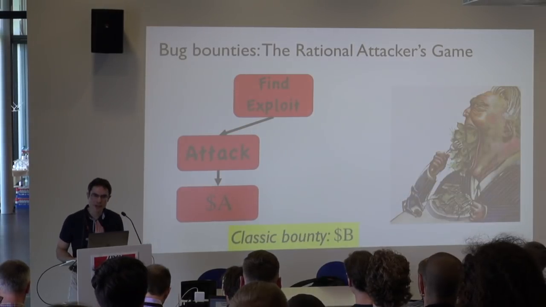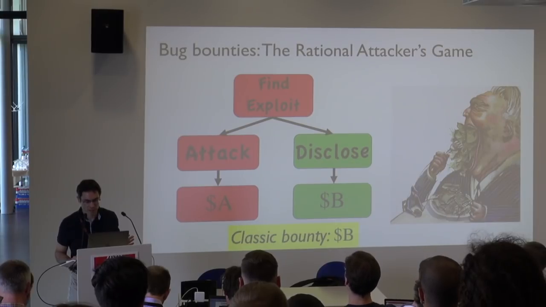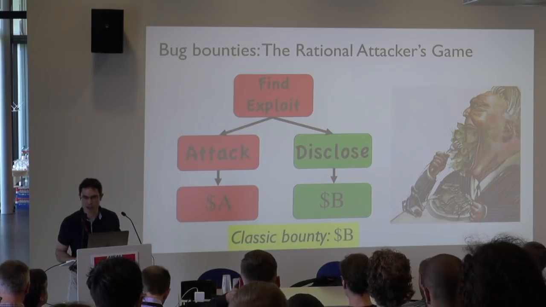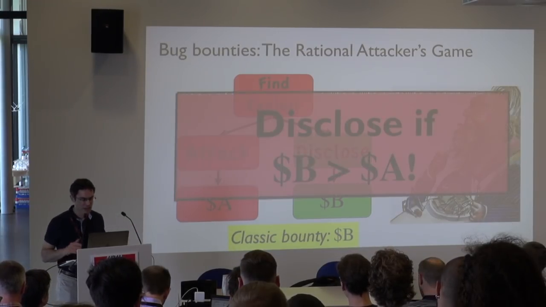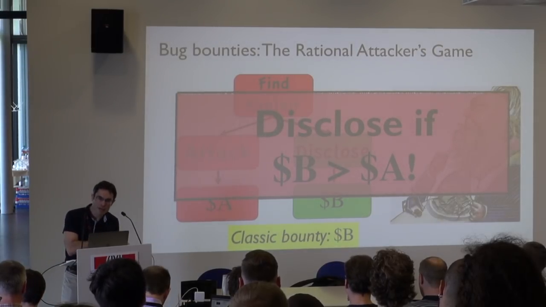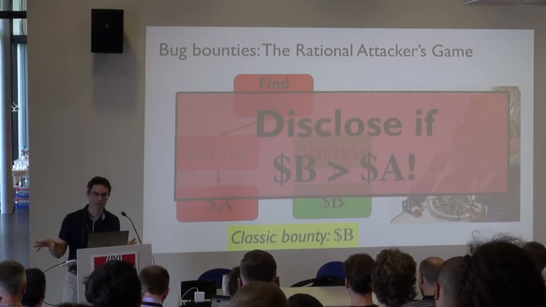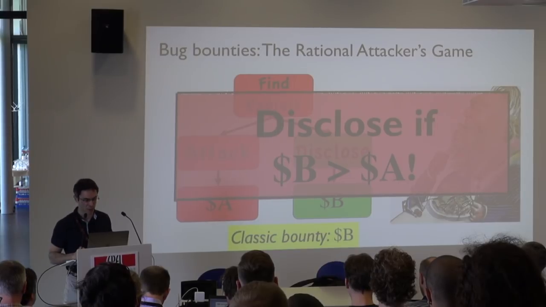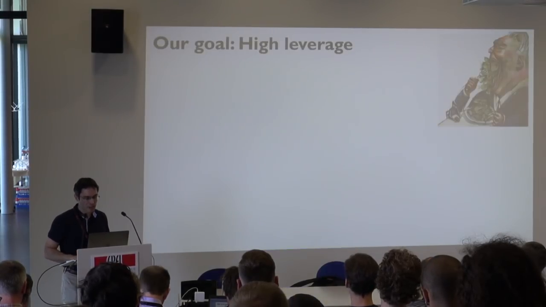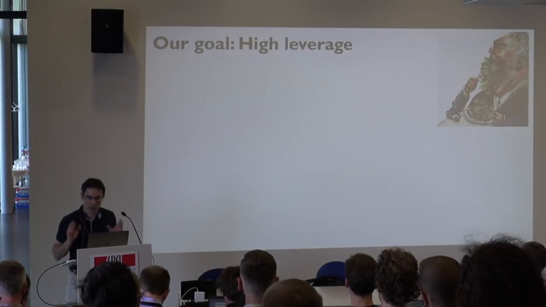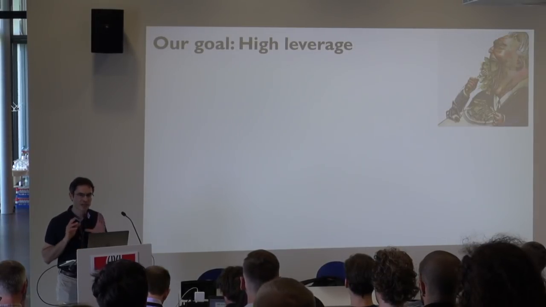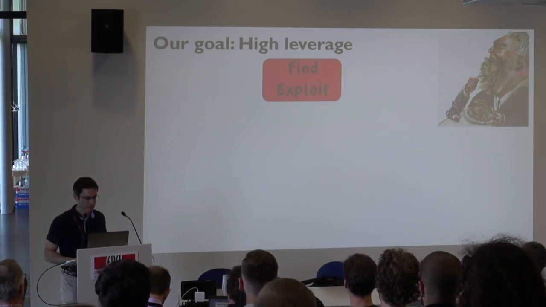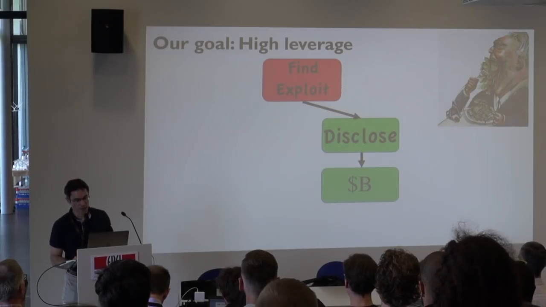In contrast, if we've got a traditional bounty program that pays B dollars, well, the choice of the attacker is again quite clear, but rather different. In this case, the attacker will disclose if the value of the bounty exceeds that of the program. If the amount that can be derived from the bounty exceeds the monetizable value of an exploited program. But as I said, what we would like is high leverage. We want a small bounty to be able to incentivize an attacker when the monetary reward for an exploit is large.